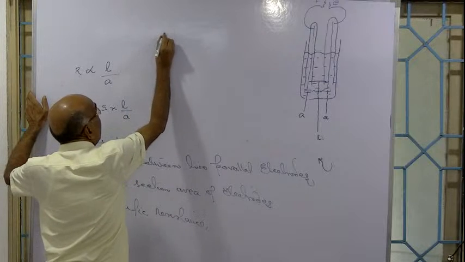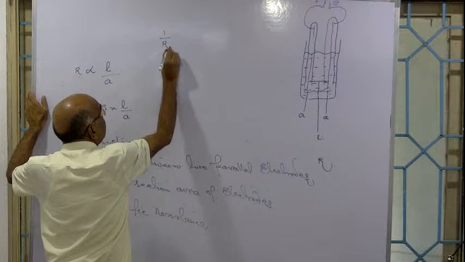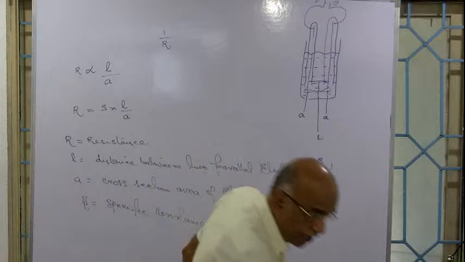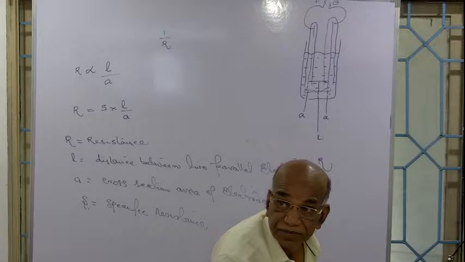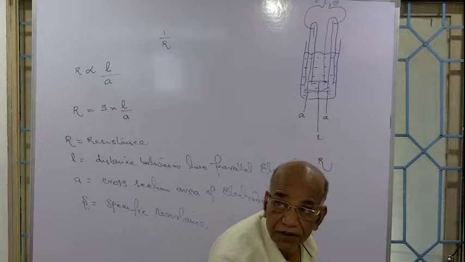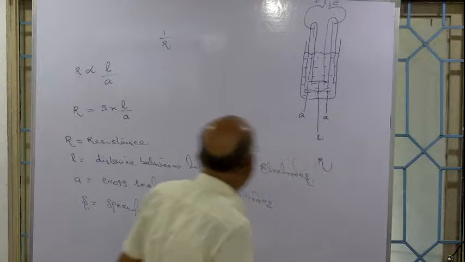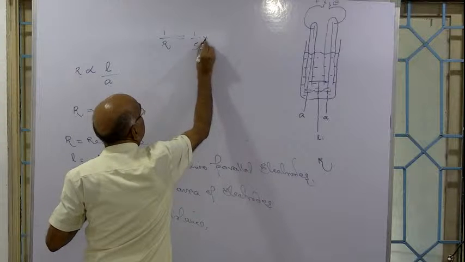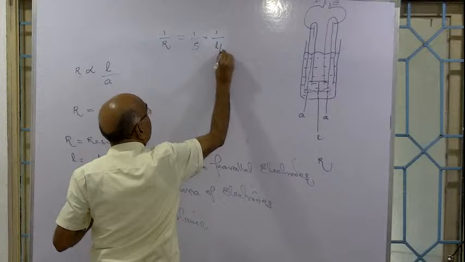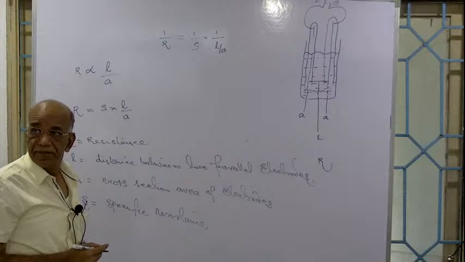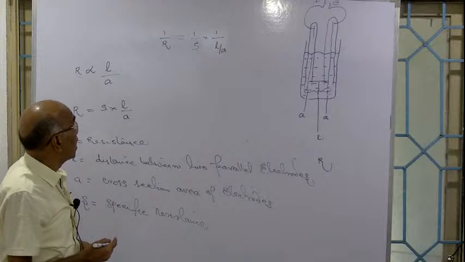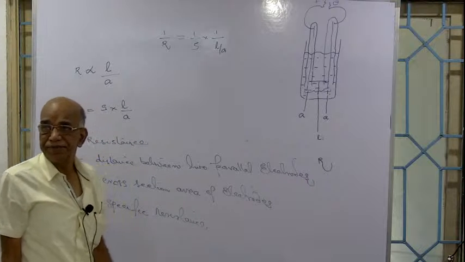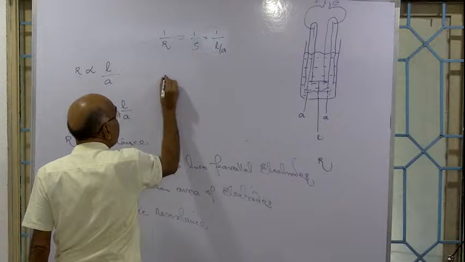Now the reciprocal of R is the conductance. I have taken the denominator to the resistance R. This 1 by R is equal to 1 by S into 1 by L by A. The entire thing we have shifted to the denominator. 1 by R is said to be the conductance C.